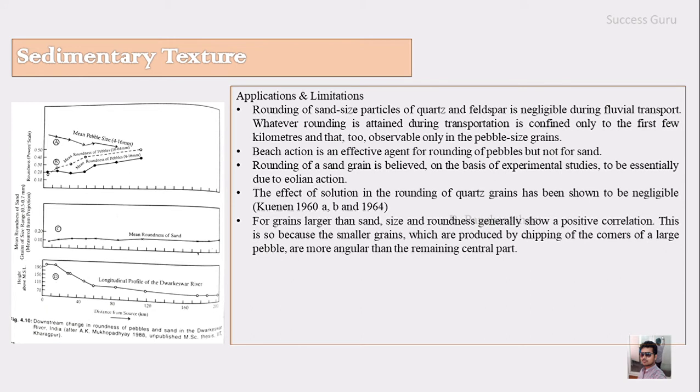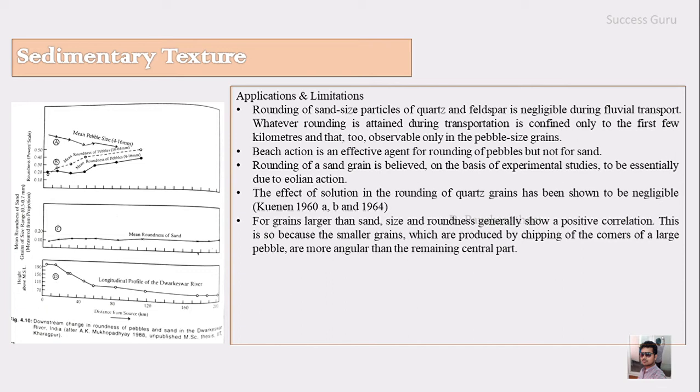And for grains larger than sand size, size and roundness generally show a positive correlation. This is so because the smaller grains, which are produced by chipping of the corners of larger pebbles, are more angular than the remaining central part.